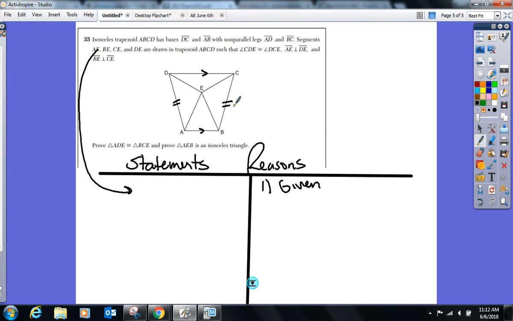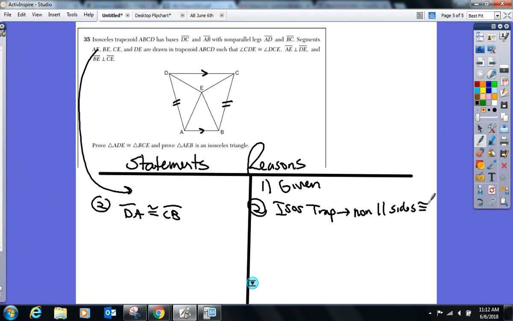Now, that was not given to me. That had to go in your proof: DA is congruent to CB. Isosceles trapezoid implies non-parallel sides congruent. That was not a given, and I'm sure a lot of people forgot to put that in this year. That year they took the point.